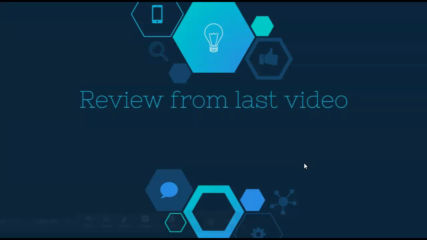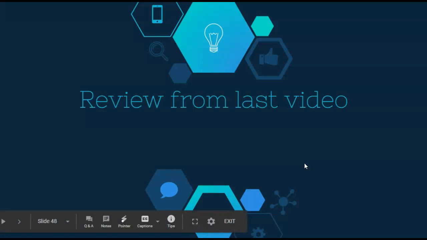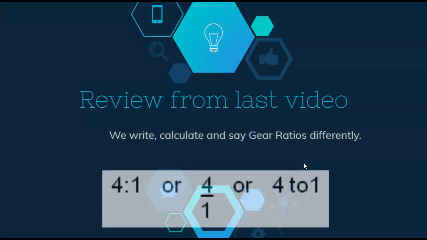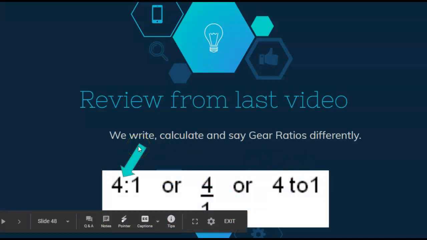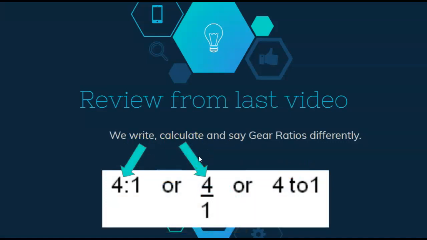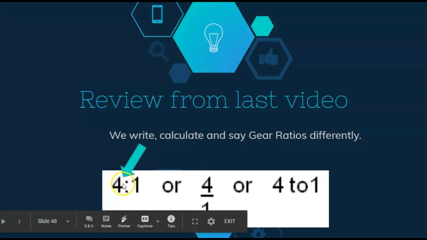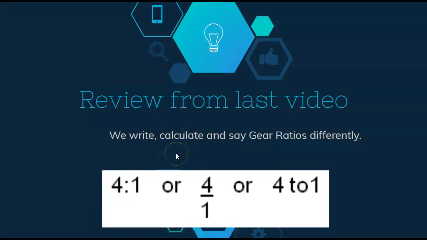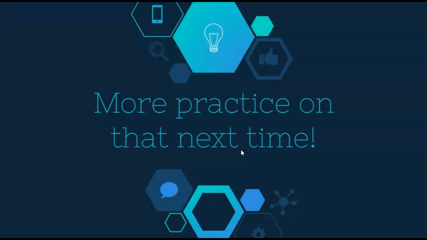A review from last video. Last video we talked a lot about gear ratios, and we found out that we write a gear ratio one way, we calculate a gear ratio another way, and we say a gear ratio a different way. So we write a gear ratio as 4:1. We calculate a gear ratio as 4/1, and we say a gear ratio of 4:1. We're going to practice that more next time.